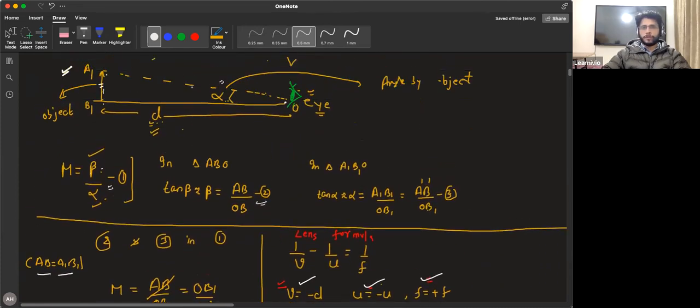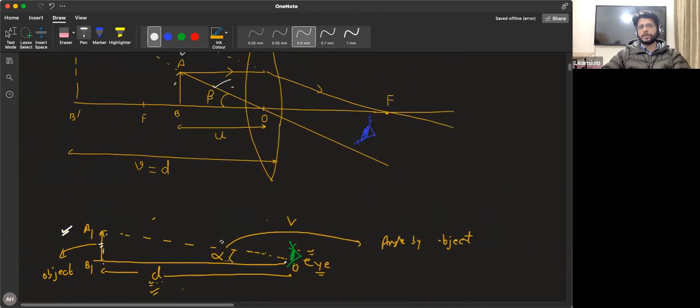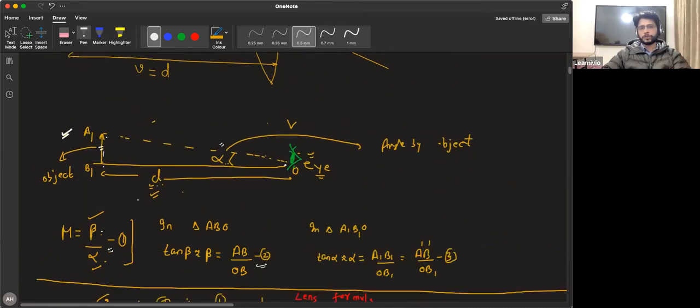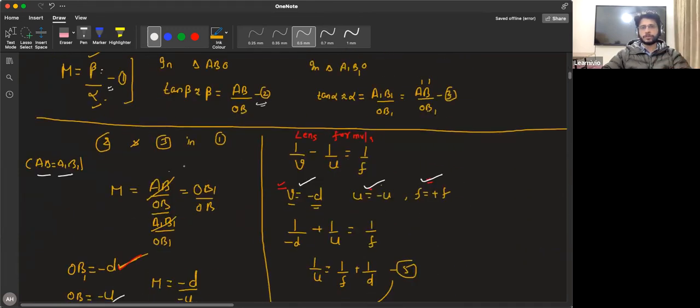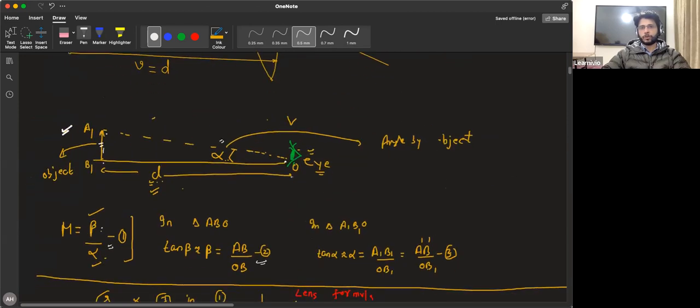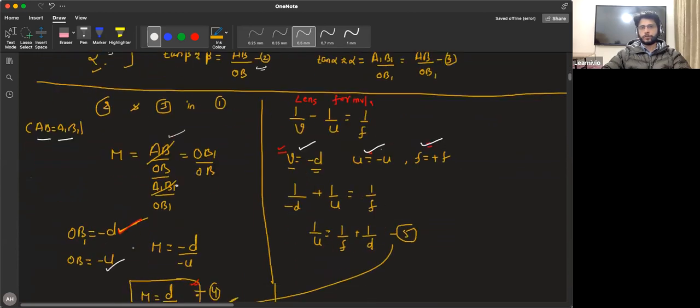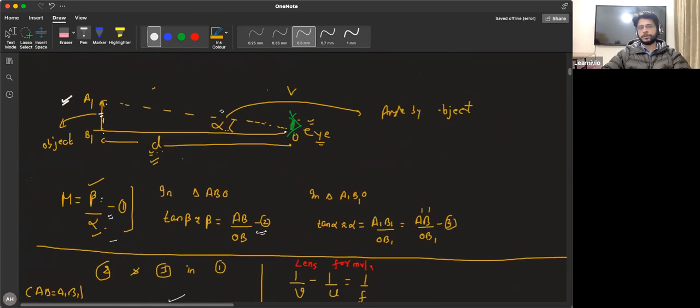Now both AB and A1, B1: what is AB here? It's image or object? This AB is the object, the height of the object. What is A1, B1? It's again the object. So AB and A1, B1 are the same thing. When you take the ratio, they get cancelled out. You are left with OB by OB1. And what is OB1? Let's check here. OB1 is minus D. So instead of OB1, you can write minus D.